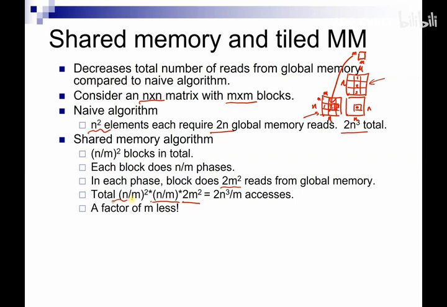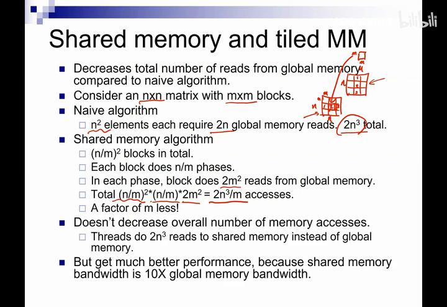Now, in total, you have this number of thread blocks. So you multiply everything together, and you get that the total number of global memory accesses by the shared memory algorithm is 2n cubed divided by m. Now we compare that to the total for the naive algorithm, and you see that we're doing a factor of m fewer global memory accesses.